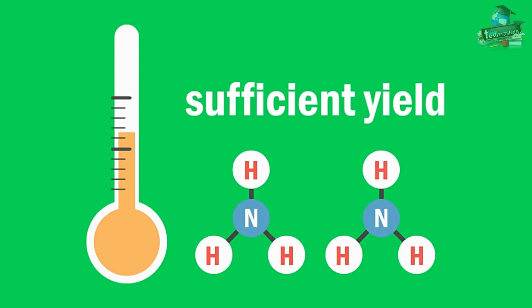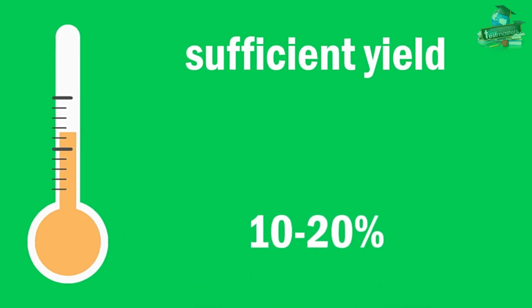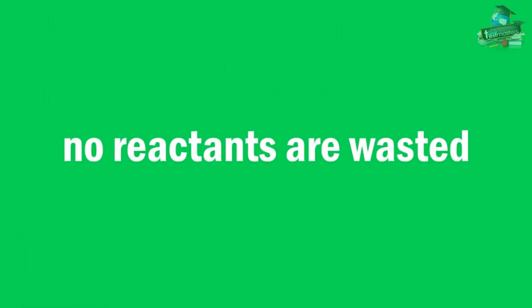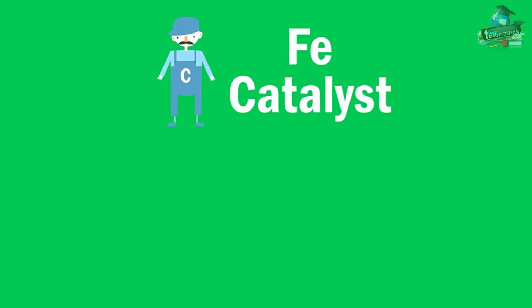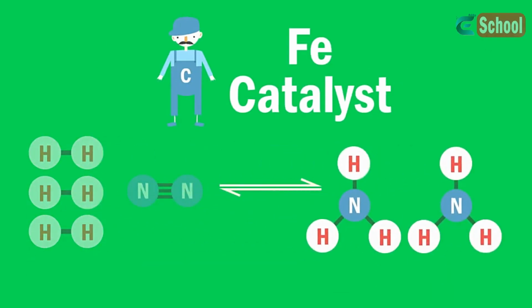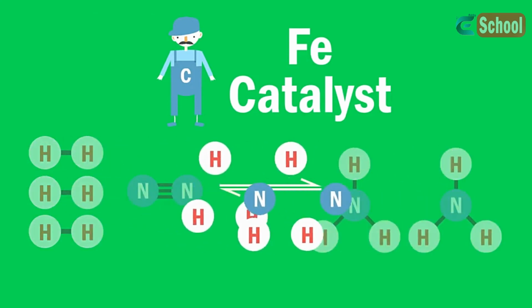The yield of this process is 10 to 20%. Remember from the introduction that unused gases are recycled, so no reactants are wasted. As well, an iron catalyst is used in this process. The presence of the catalyst does not affect the position of equilibrium, but increases the rate at which equilibrium is reached.